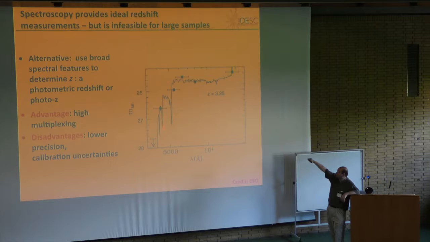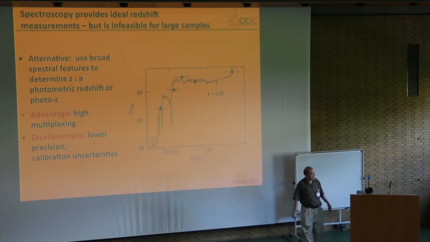And so the advantage is we get a very high multiplexing. We can do this for all of the LSST objects at once. So it's not 5,000 at a time. It's 4 billion once you've got the LSST catalog. But the disadvantage is, number one, the redshifts you get are lower in precision, right? If you measure the wavelength of this and the wavelength of this, you can measure those to, you know, part in 100,000 easily. So you get a very precise redshift from something like that.